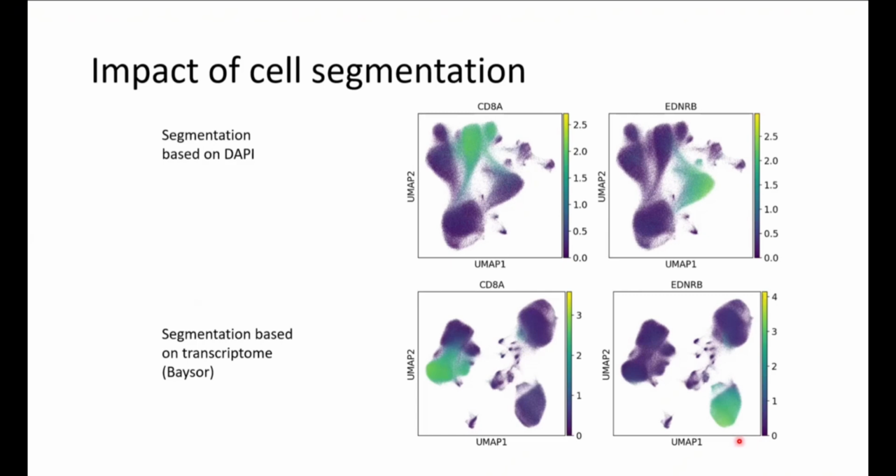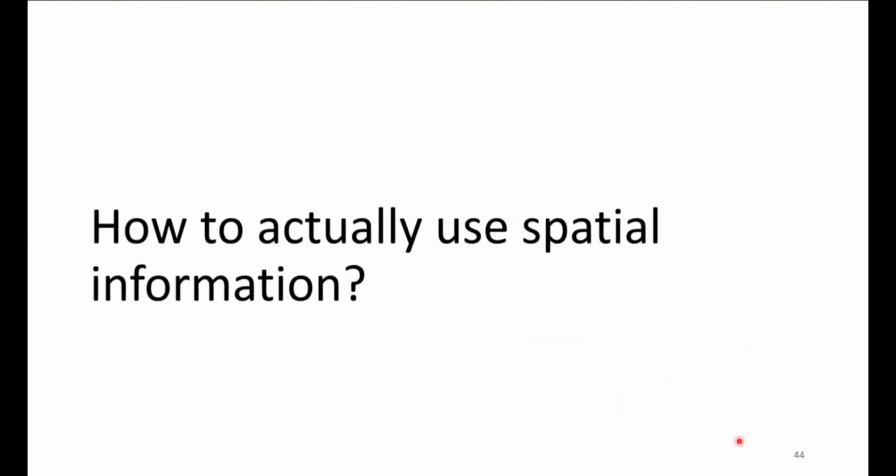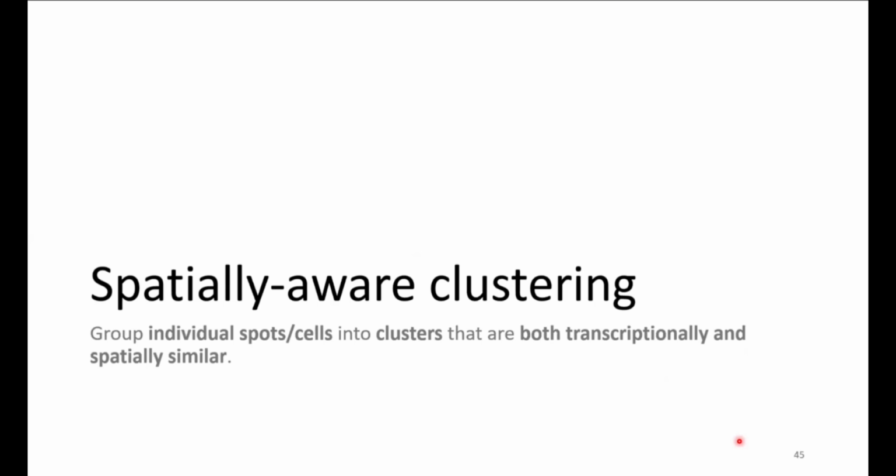Now, that was basically the application of what we already know from the single-cell RNA sequencing world. Now, how can we actually make use of the spatial information? We have spatial data. How can we make use of that? I think there are many ideas and tools developed at the moment, and I want to showcase some of them. One of them I would call spatially aware clustering, where you group individual spots or cells into clusters. This is also what we do in single-cell RNA-seq analysis, but you use both the transcriptional information and also the spatial information. So you add spatial similarity to that.